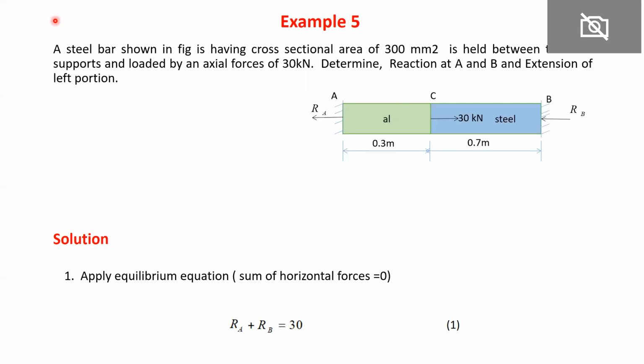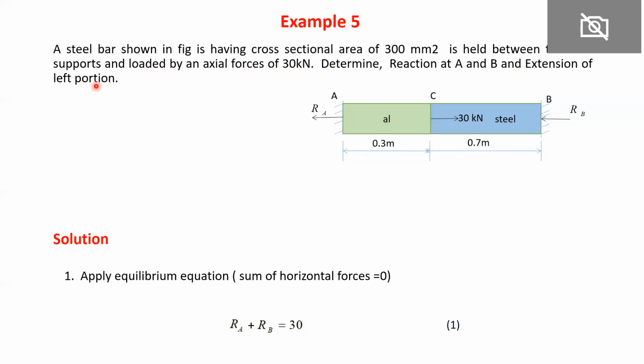See, a steel bar shown in the figure has a cross-sectional area of 300 mm square. This cross-sectional area for both the members is the same, 300 mm square. It is held between two end supports, this is one support and another support, at A and B, and loaded by an axial force of 30 kilonewton. So it is loaded with an axial load of 30 kilonewton at point C here. Determine the reaction at A and B and the extension of the left portion.